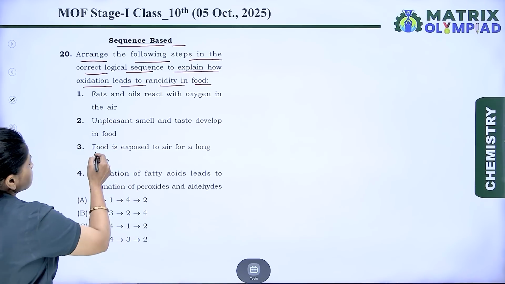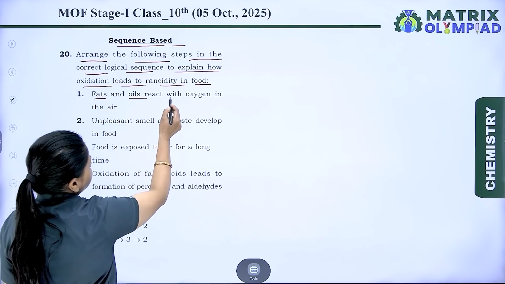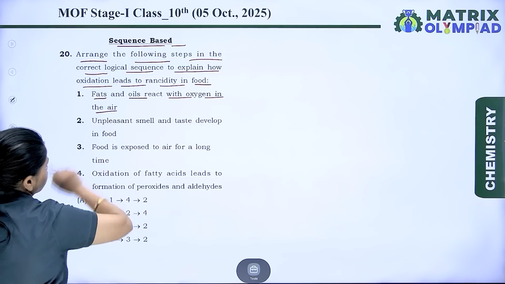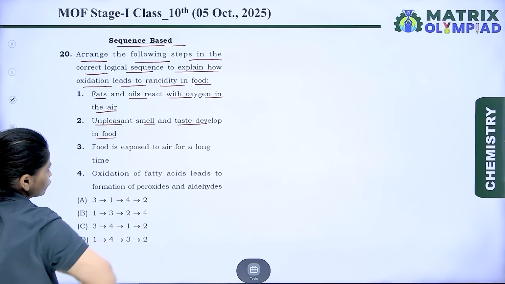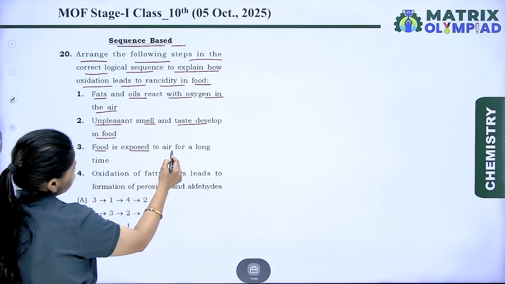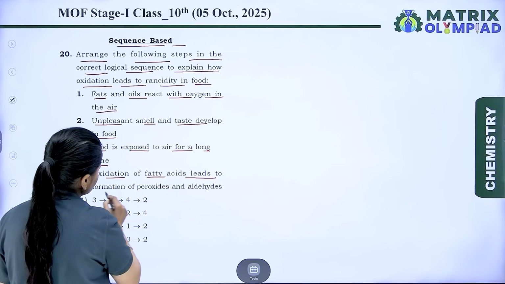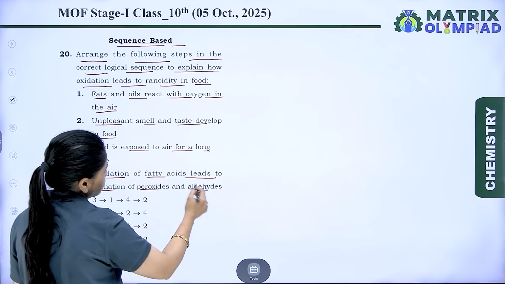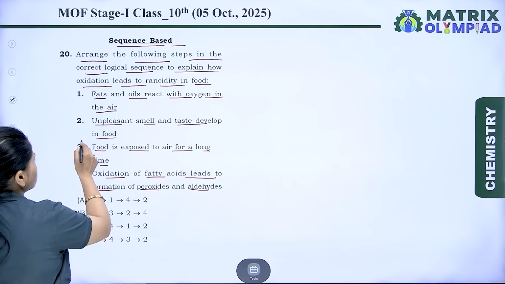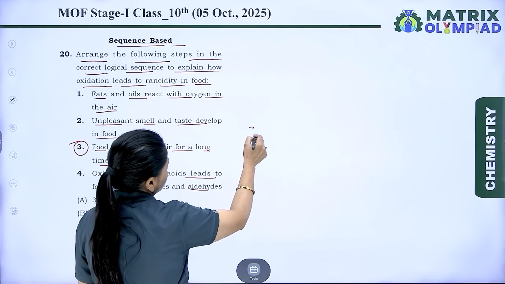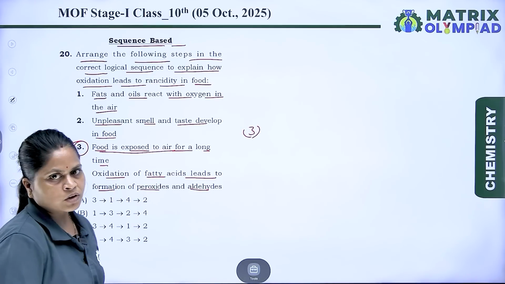Let's check the steps. First is given: fats and oil react with oxygen in the air. Second, unpleasant smell and taste develop in the food. Third, food is exposed to air for a long time. Fourth, oxidation of fatty acids leads to formation of peroxides and aldehydes. In these 4 steps, we have to choose the third as the first step because in this, food is exposed to air for a long time.